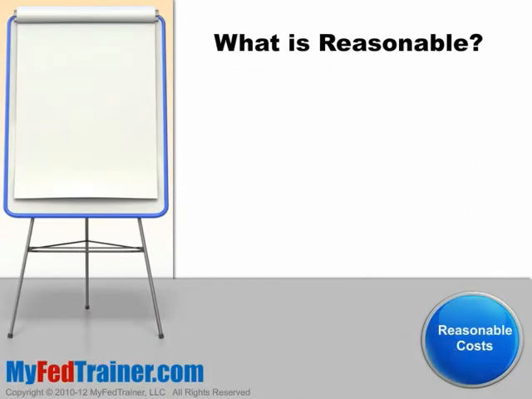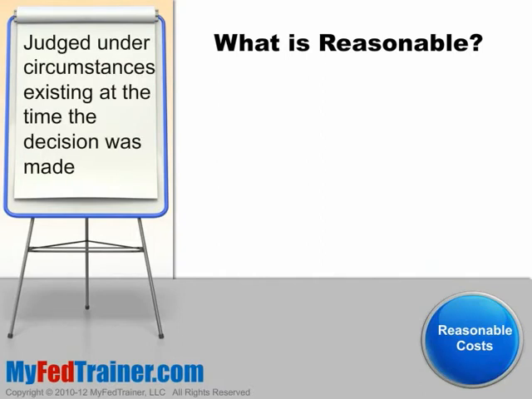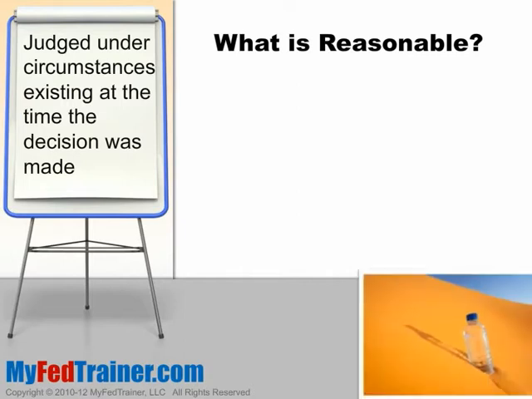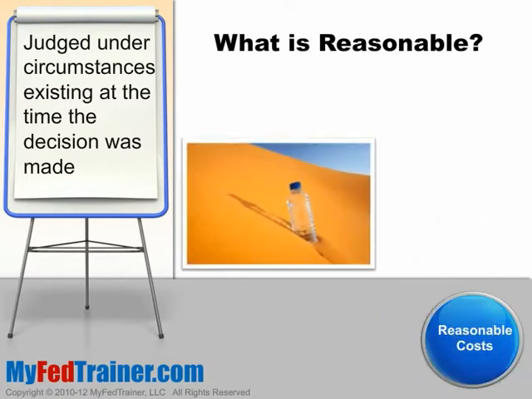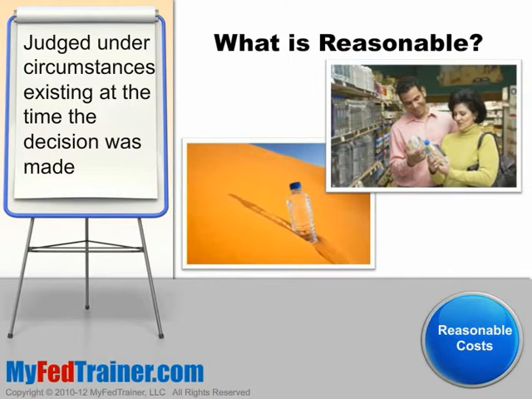The term reasonable measures the decision under the circumstances in place when the decision was made. For example, the cost of a bottle of water may be very different in the middle of a desert than in the middle of a major city, though both purchases could be considered reasonable to a prudent person.